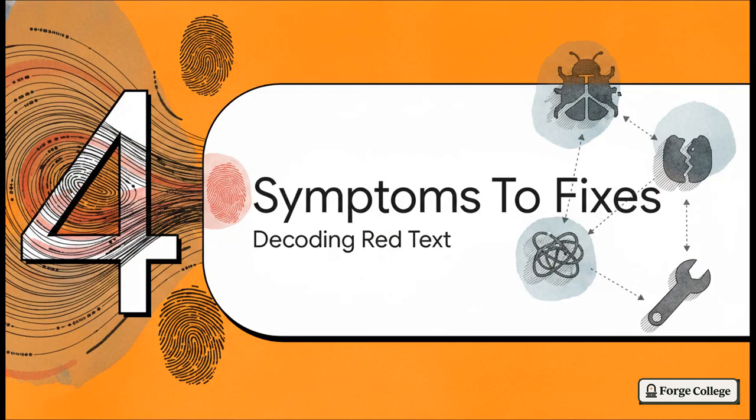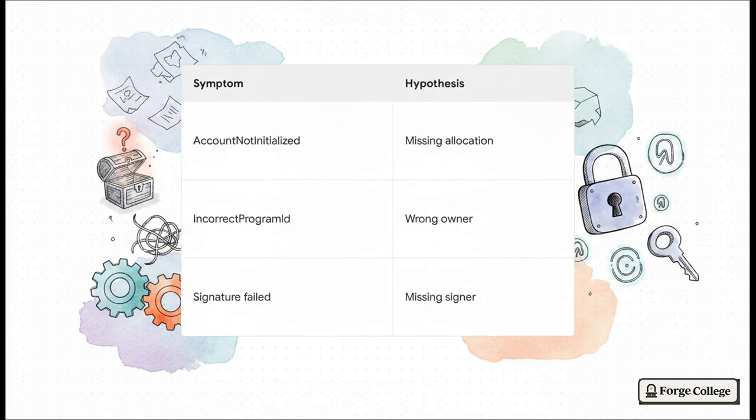Section 4, already, translating symptoms to fixes. Let's decode that red text. And this brilliantly illustrates exactly what to look for. Now that you have your isolated logs, you're going to see specific error strings. This is where we match the fingerprint evidence left at the scene to our usual suspects. Here are the most common symptoms you're going to encounter right after porting from EVM.